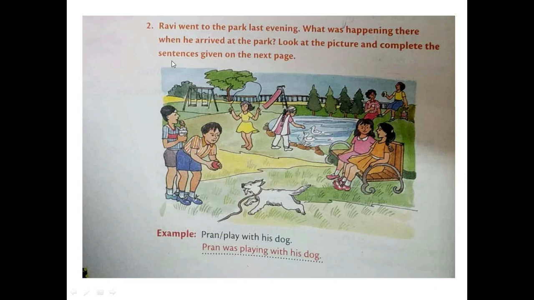Here can you see there's a picture of a park given. Ravi went to the park last evening. What was happening there when he arrived at the park? Look at the picture and complete the sentences given on the next page. For example, you see Pran playing with his dog. This is Pran. What is he doing? He is playing with the dog. So Pran was playing with his dog when Ravi went to the park.